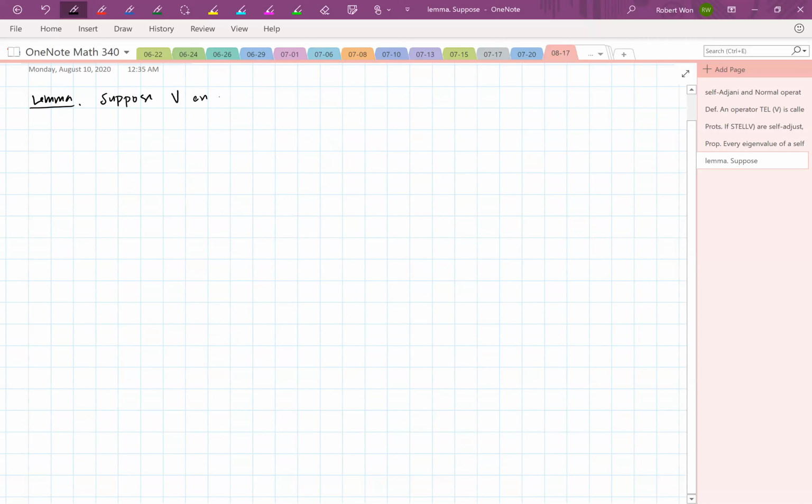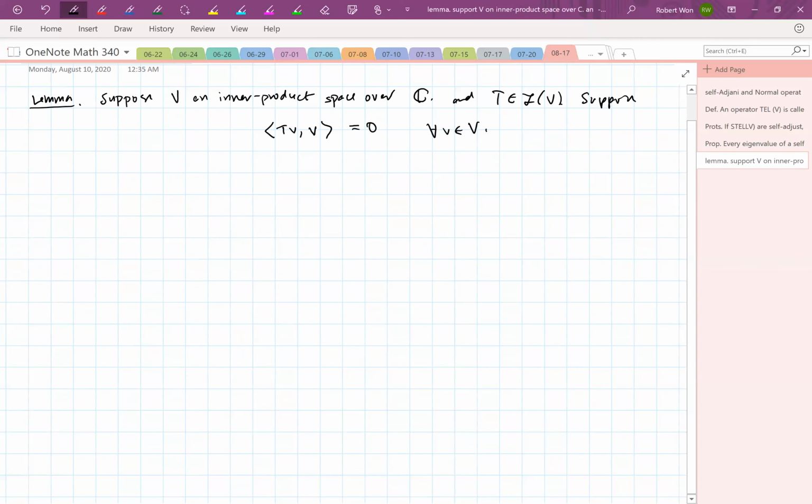So suppose V is an inner product space over C. The C is important here. And T is a linear operator on V. Suppose that Tv is always orthogonal to v for every v in V. Then the result of this theorem is that the only way for this to happen is if T is actually the zero map. So if your linear operator always spits out an orthogonal vector, then the only way to do that is by collapsing everything to zero. It's kind of a strong statement.